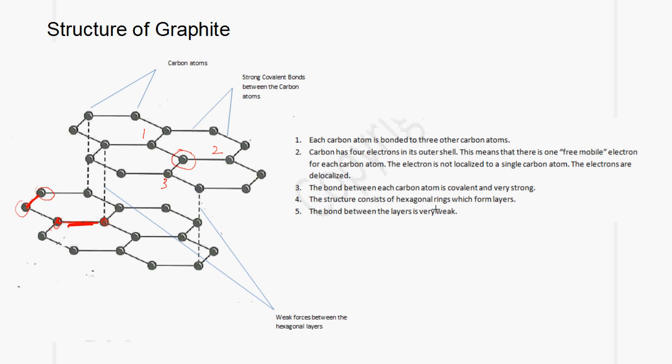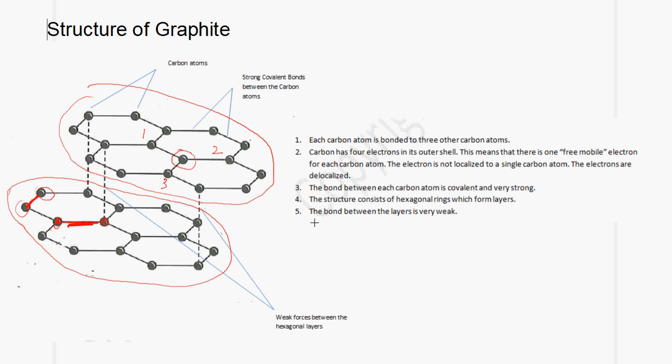The structure consists of hexagonal rings which form layers. So we have one layer being shown here, and we have a second layer being shown here, and the bond between the layers are very weak. So these dashed lines represent the weak bonds between the layers, and these bonds are referred to as van der Waals forces.